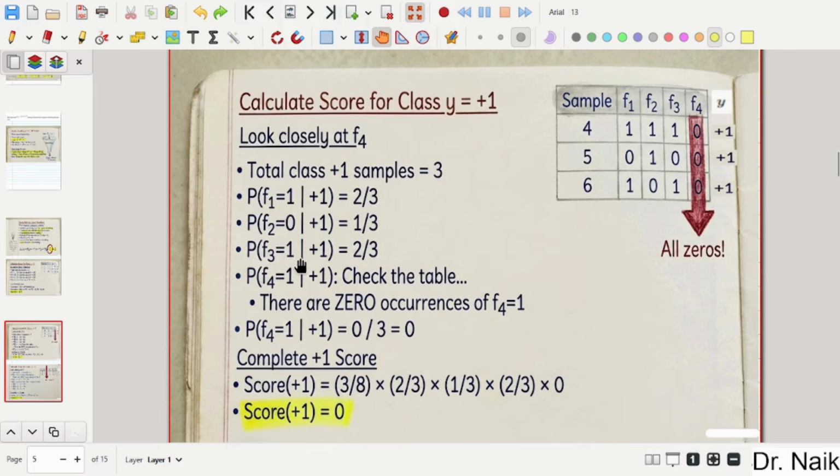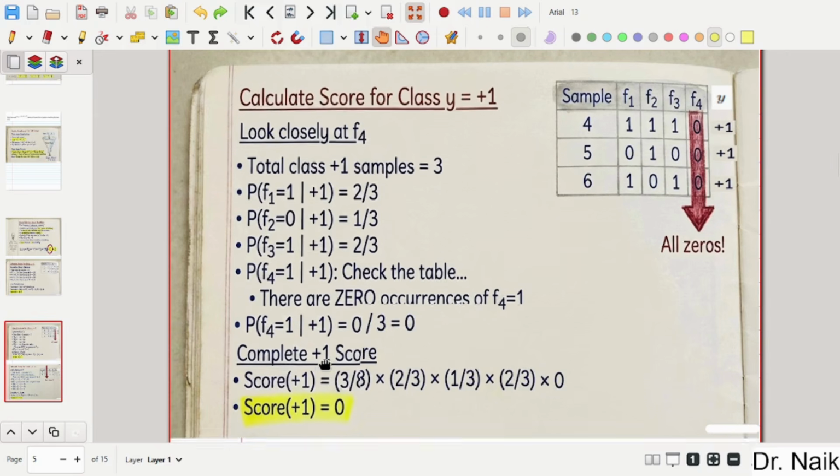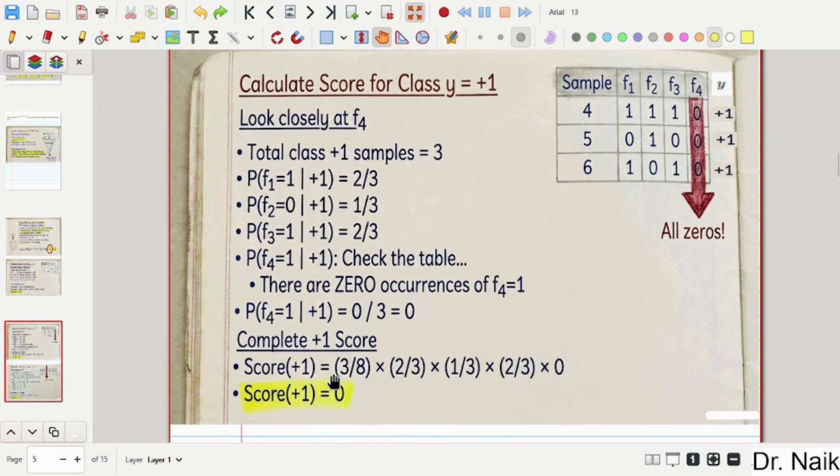Similarly, the probability of F3 equal to 1 given class 1: 1 occurs 2 times, in the 4th and 6th samples, so it is 2 by 3. The probability of F4 equal to 1 given +1: in F4 the 1 never occurs, therefore it is 0 divided by 3. Now the complete score for +1 is the prior 3 by 8, multiplied by 2 by 3, multiplied by 1 by 3, multiplied by 2 by 3, multiplied by 0. So our final score for class +1 is 0.